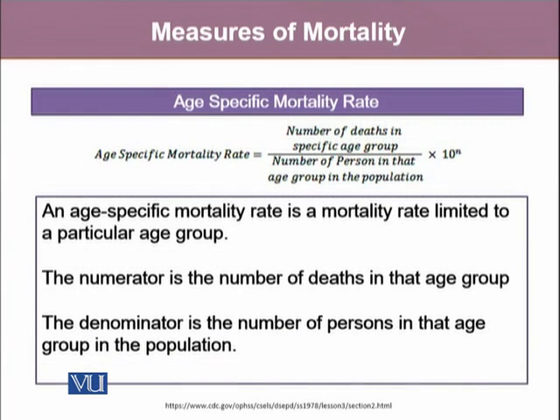The other measure is age-specific mortality rate. By name, it clearly says that it's age-specific, where in the numerator as well as in the denominator, we will fix a specific age group. The numerator will be the number of deaths in a specific age group, whereas the denominator will be the number of persons in that specific age group in the whole population.